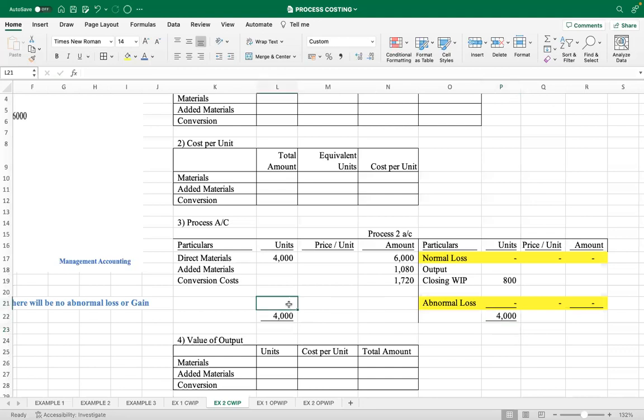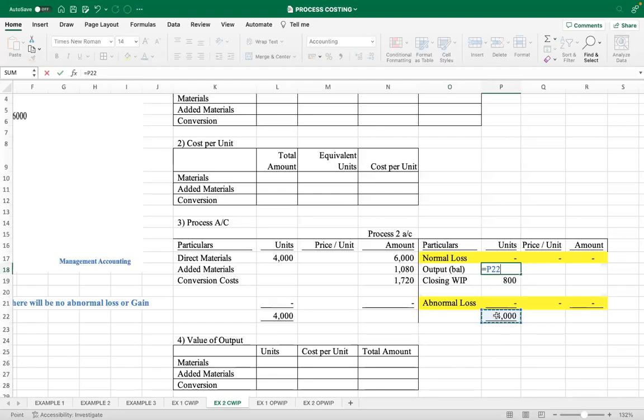So in this case, because the total is 4,000, the output is the balance. Output will be the balance now, because it was not given. Because there is no normal loss, there is no abnormal loss, so the difference is the output. So what is our output? 4,000 minus 800 is our output. I hope I'm clear there.